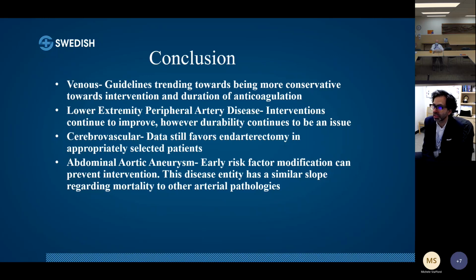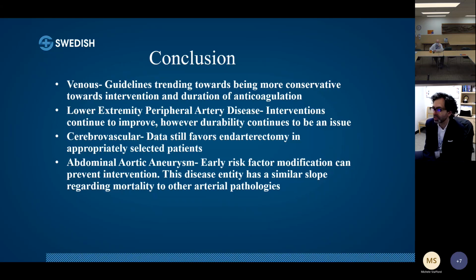That is pretty much it. From a venous standpoint, more conservative therapy, less anticoagulation. Lower extremity peripheral artery disease: I think symptoms dictate management, with the exception of the fact that everyone should be medically optimized. Cerebrovascular: endarterectomy or transcarotid stenting in appropriately selected patients. There is a CREST-2 coming out looking at asymptomatic patients and transfemoral stenting in those same patients versus open carotid surgery with medical optimization. That data set is probably going to be coming out in the next 1 to 2 years.